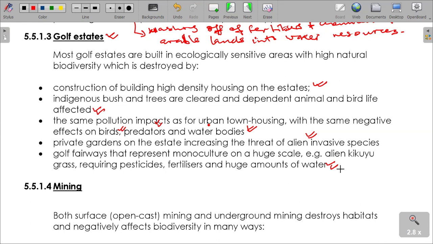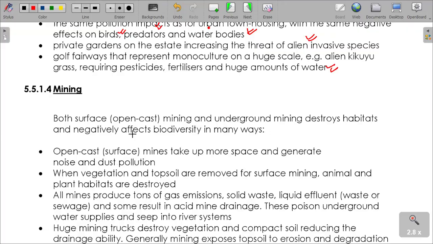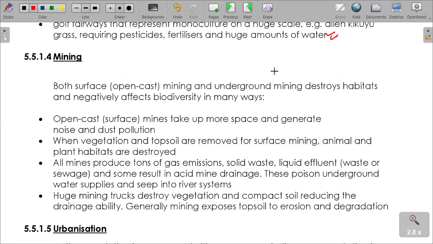The Kikuyu grass is managed by fertilizers. Quite an amount of water is used, which at the end of the day is also impacting on the natural biodiversity. And then mining, both open cast, which is just an open mining method, and underground mining, destroys the habitats negatively, which affects our biodiversity in many ways.